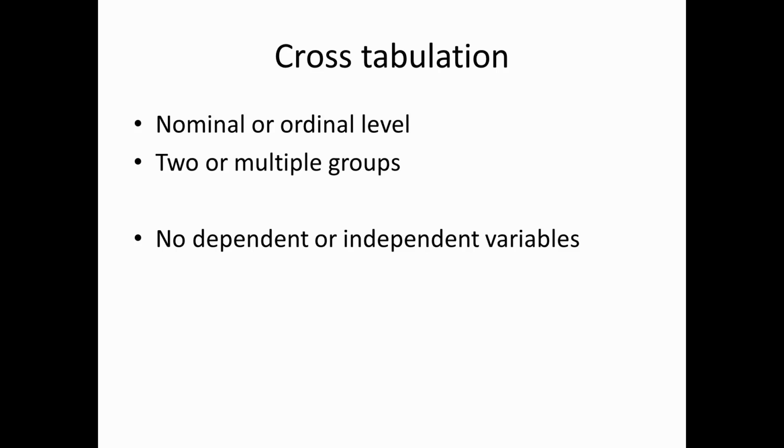So a cross tabulation tests the relationship between nominal or ordinal level variables, where you compare two or multiple groups. There are no dependent or independent variables, so it does not matter which ones are the rows and which ones are the columns, not for the statistics.